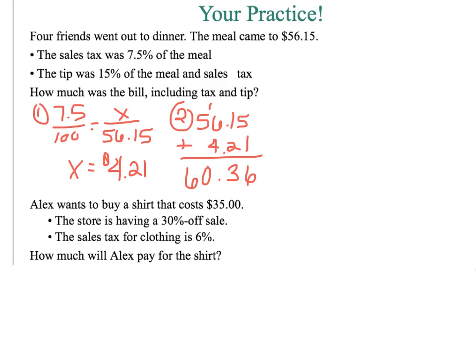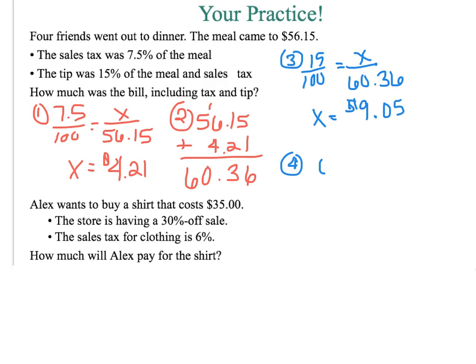So you should get $60.36 for your total. My next step is to find out how much the tip would be. Using the proportion, we should get X equals $9.05, that would be the tip. And then we're going to add our total bill plus the tip, and we get a final total of $69.41.